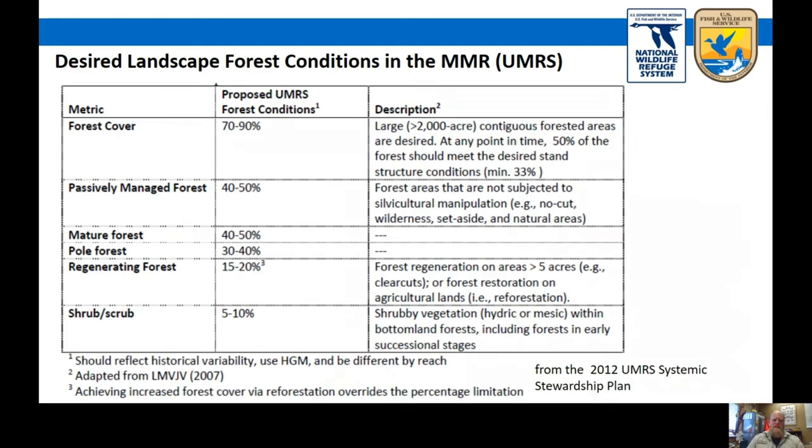This table depicts the landscape scale forest objectives on the refuge. This is the basis for all refuge forest management objectives. As you can see, maintaining a contiguous block of large forest acres is desired.